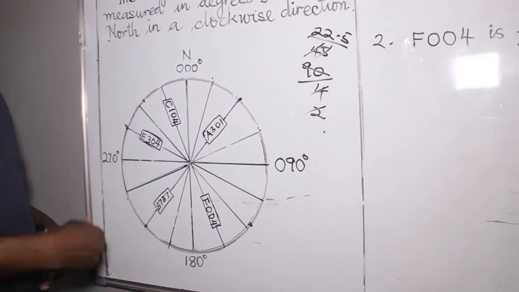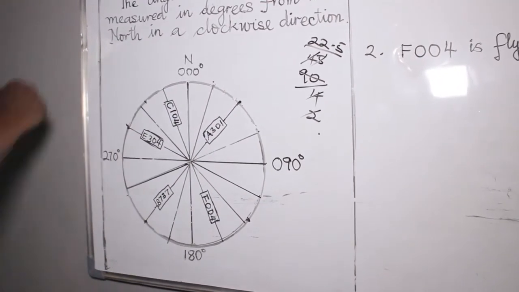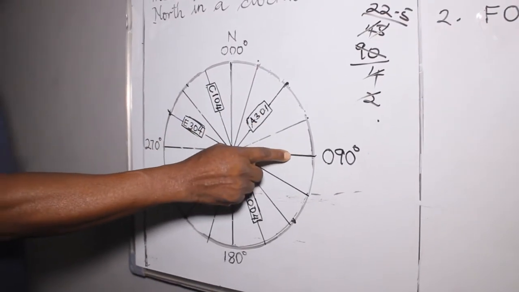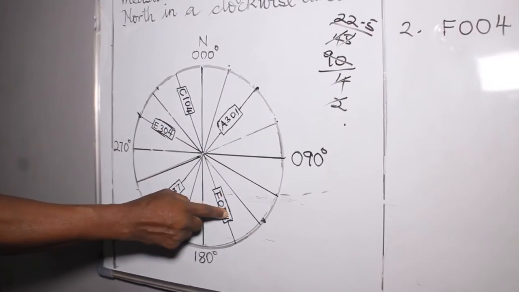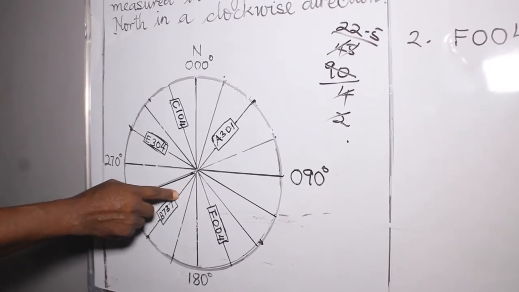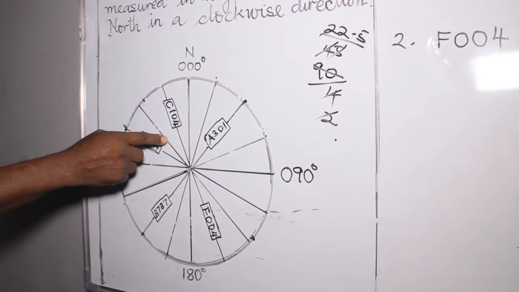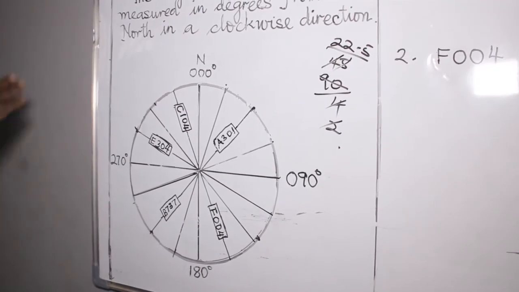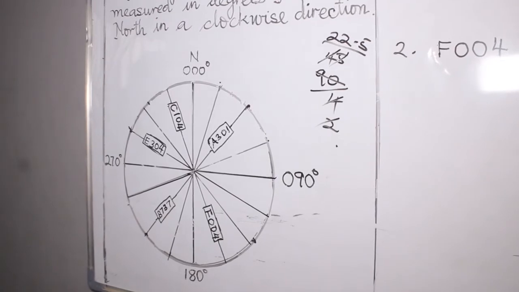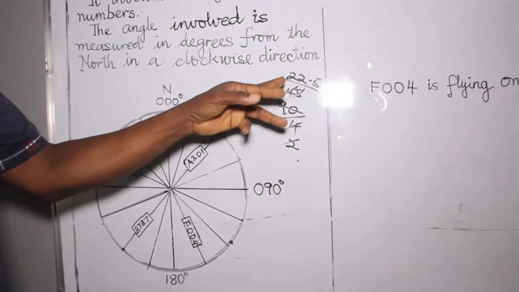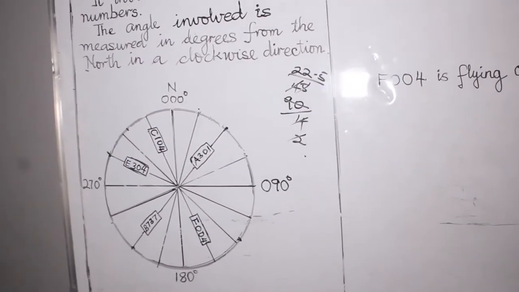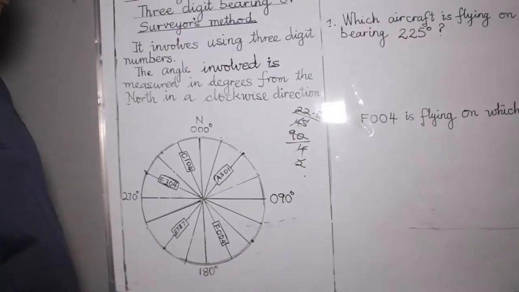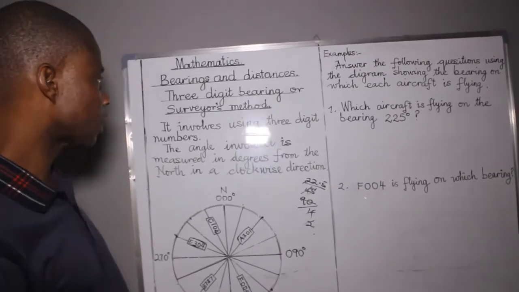And so on like that. So let's count all together. How many parts? 1, 2, 3, 4, 5, 6, 7, 8, 9, 10, 11, 12, 13, 14, 15, and back to 16, which means it is divided into 16 parts. If we multiply 16 by 22.5 degrees, we'll get 360 degrees. That's one of the ways to work it. But let's quickly solve this question.